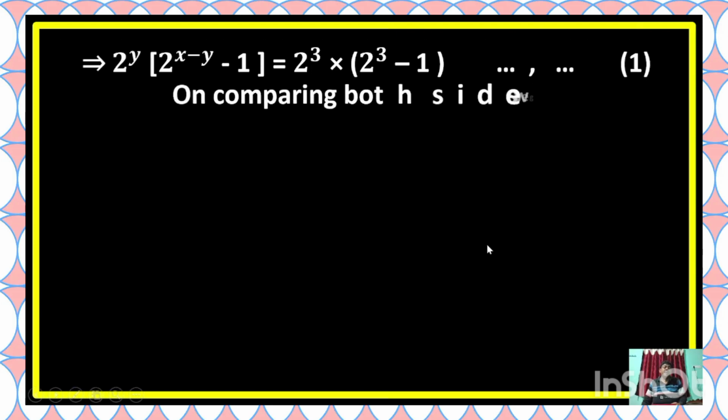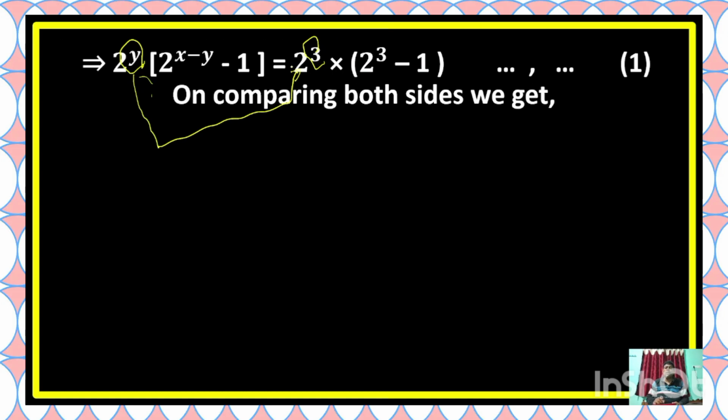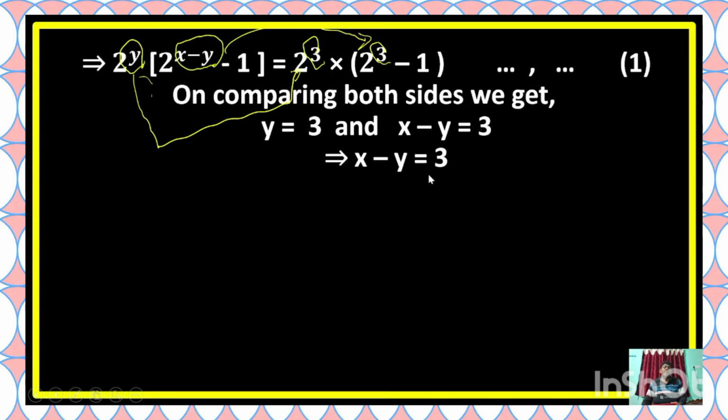Understand? If you compare both sides, you see clearly here the power of 2 is y, and here the power of 2 is 3. So we will compare these powers. Look here. Understand? And we can compare y is equal to 3. Similarly, here the power of 2 is x minus y, and here the power of 2 is 3. So we will compare this one. And you see x minus y is equal to 3. Thus y is equal to 3 and x minus y is equal to 3.